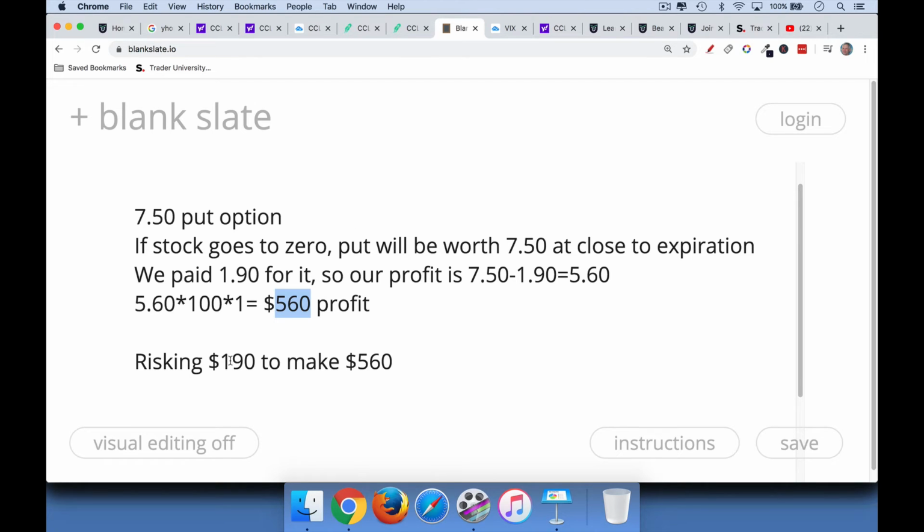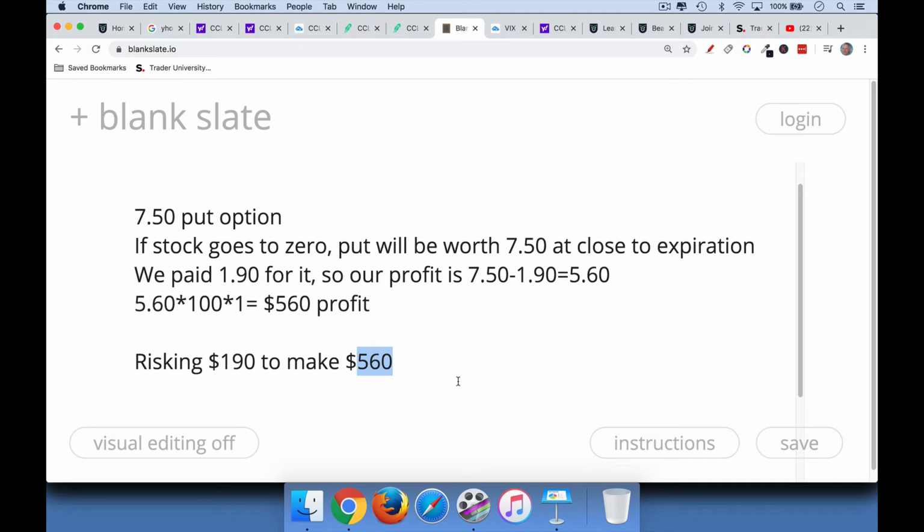So if you just look at it from the perspective of a risk-reward trade, this is obviously a way to make a lot of money. You start off with $1.90 and then you end up making $560 in profits on top of that. So you really end up with, call it, $750 at the end. Now, that's a good risk-reward, but one way to think about this is that these options are very expensive.